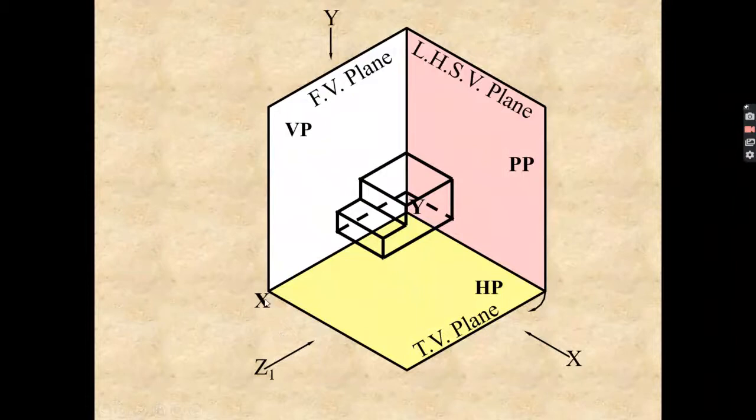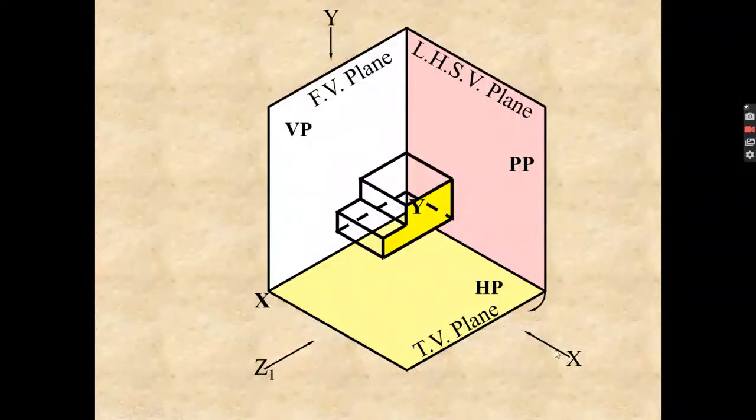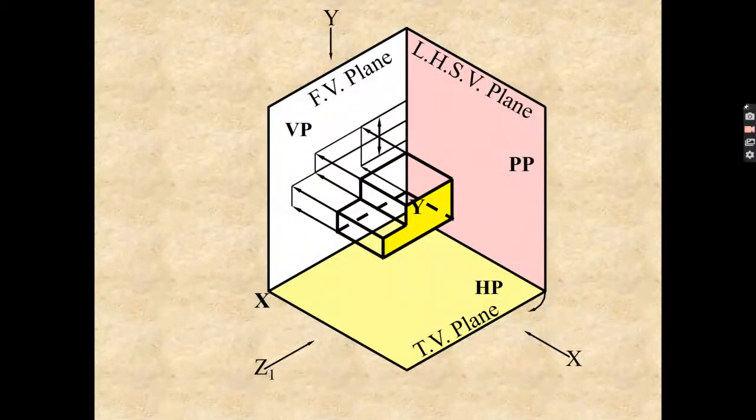See, right now you are looking at the object from the left hand side, so this plane is called the left hand side view plane. Suppose now you are standing here and looking at the object, then you can see only this portion of the object. These are nothing but the rays or projectors. Then you will get this kind of projection of the object on the front view plane.